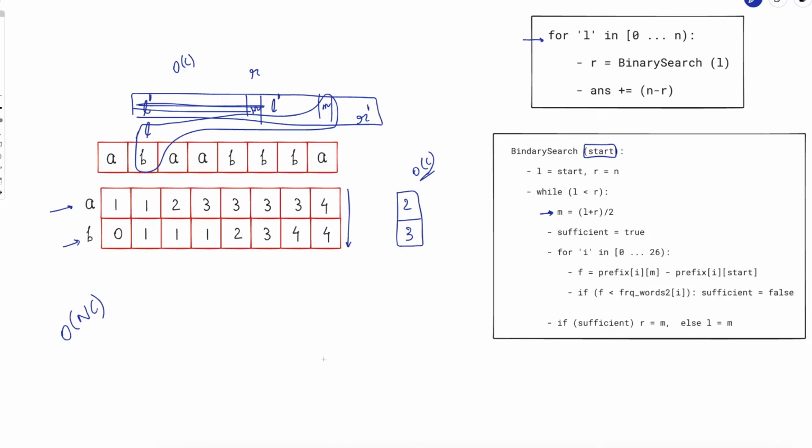So overall complexity, as we discussed, is now order n multiplied by the complexity of doing binary search, which, if you look at, this while loop will take log n time, and inside this you have order C operation.